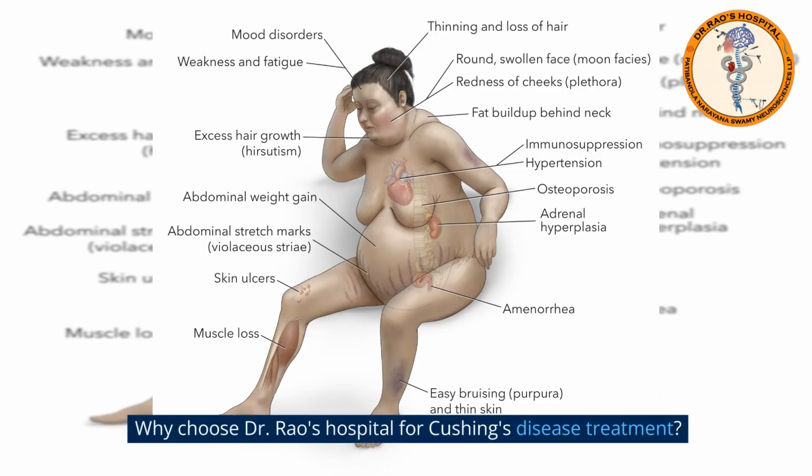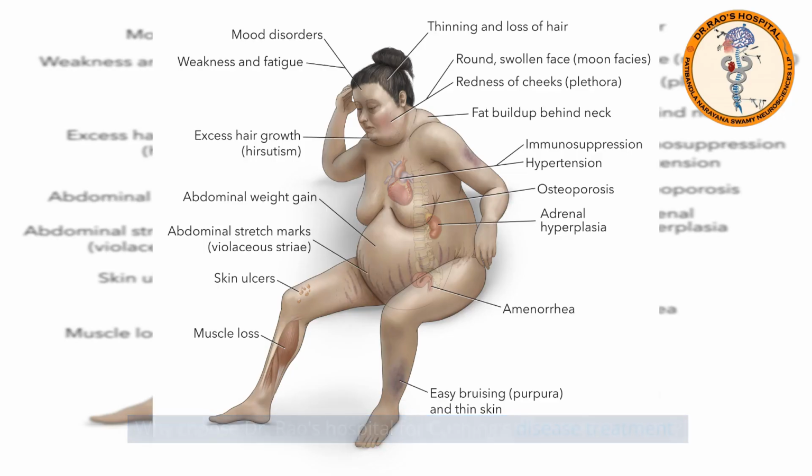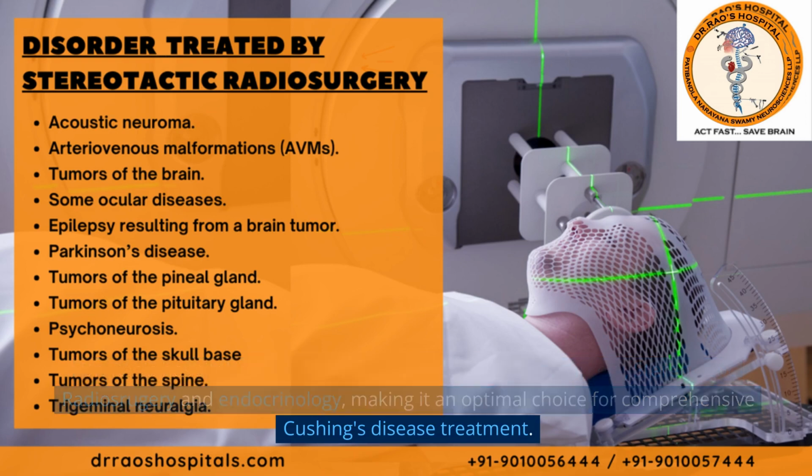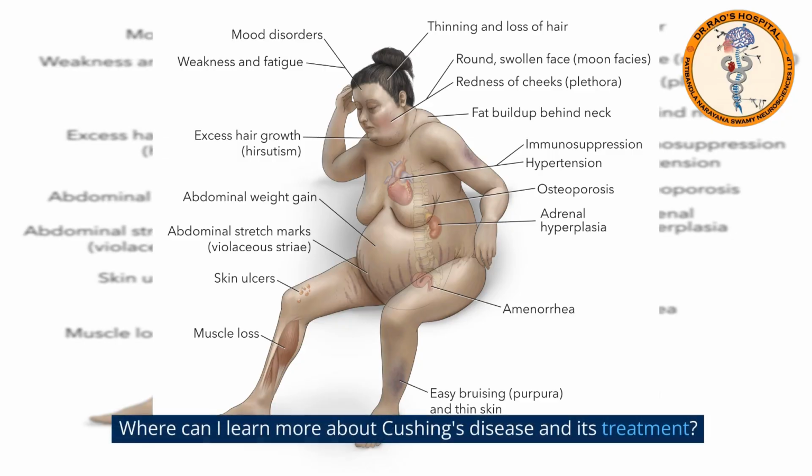Why choose Dr. Rao's hospital for Cushing's disease treatment? Dr. Rao's hospital is renowned for its expertise in neurosurgery, stereotactic radiosurgery, and endocrinology, making it an optimal choice for comprehensive Cushing's disease treatment. Where can I learn more about Cushing's disease and its treatment?